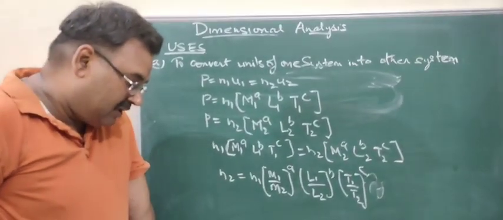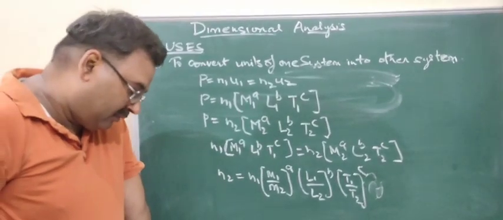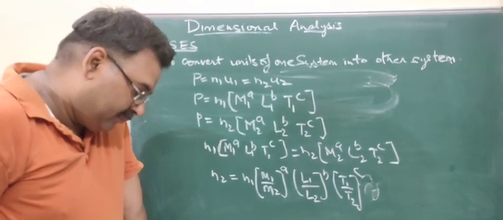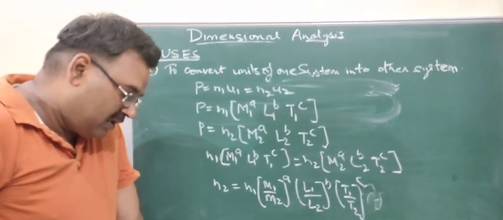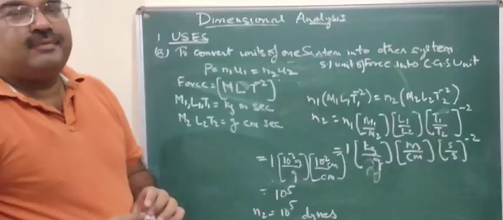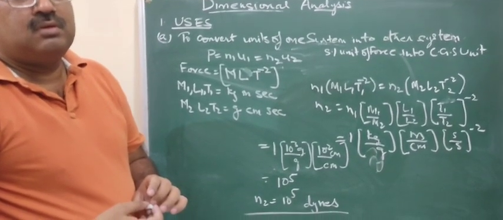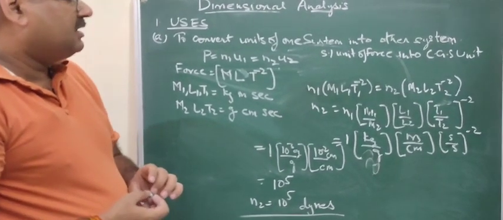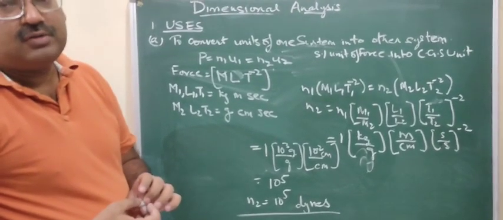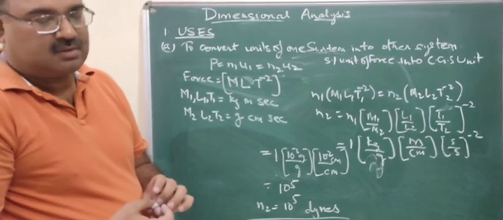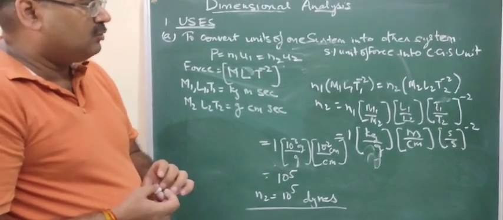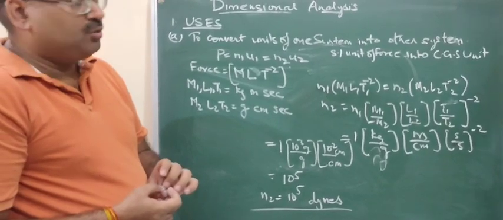I will explain this with another example. I will convert newtons into dyne. Okay, I will convert 1 newton into dyne. Let us take an example of the conversion of unit of force from SI system to CGS system. So we know that the SI unit of force is Newton. We will convert 1 Newton into dynes.